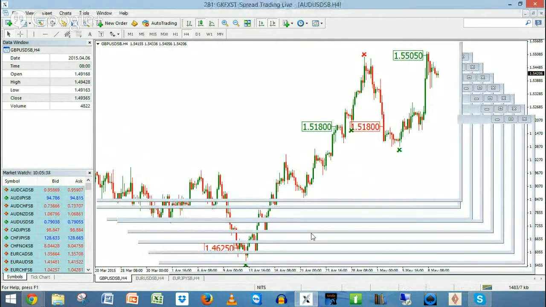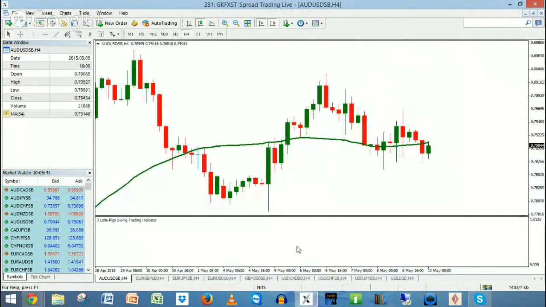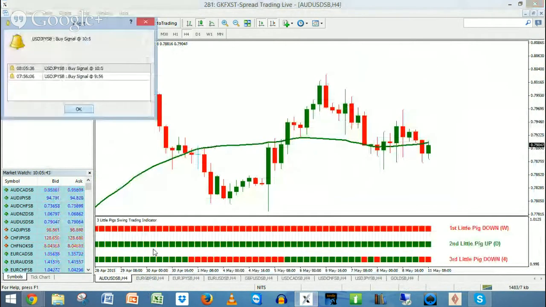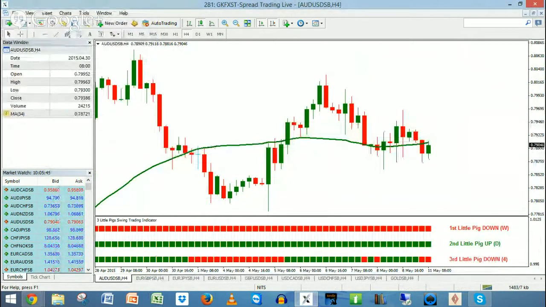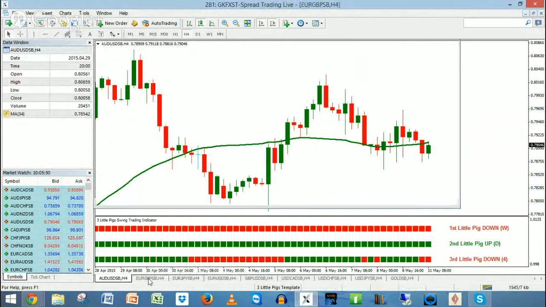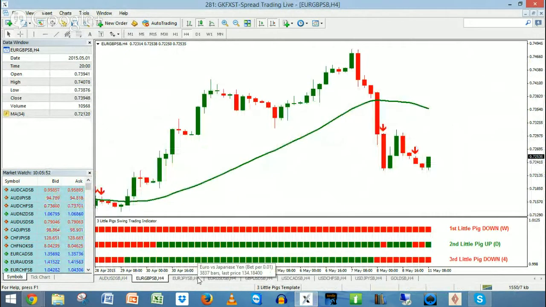And really not a lot to report. I mentioned this at the weekend in the report for those of you that read it. Aussie dollar, nothing happening here. Weekly's down and the daily's up, so no trades there for us.